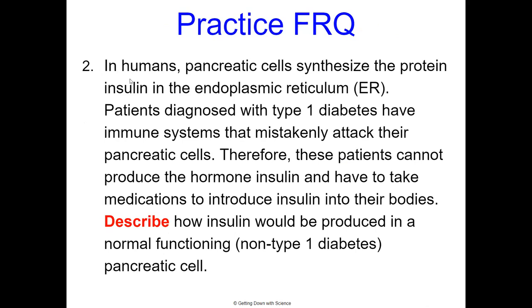Other practice free response. In humans, pancreatic cells synthesize the protein insulin in the endoplasmic reticulum. Patients diagnosed with type 1 diabetes have immune systems that mistakenly attack their pancreatic cells. Therefore, these patients cannot produce the hormone insulin and have to take medications to introduce insulin into their bodies. Describe how insulin would be produced in a normal functioning, non-type 1 diabetic pancreatic cell.